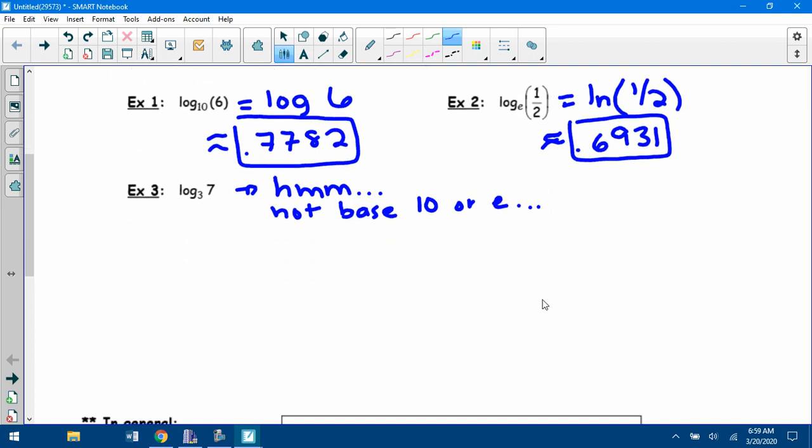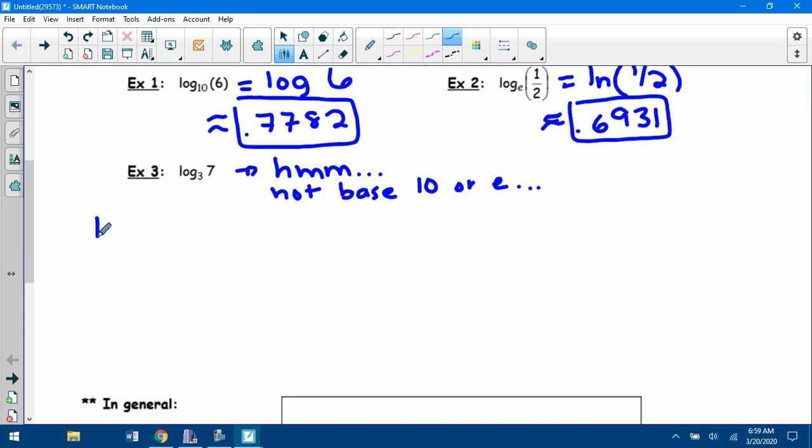So we can use an old strategy that I did a few days ago. Let's set log base 3 of 7 equal to x. And then what can I do to both sides? I could exponentiate by 3. So I'd have 7 equals 3 to the x. And then if I wanted to solve for x, because I can't get common bases, if I want to get rid of this 3, what can I do to both sides? I could take log base 3.